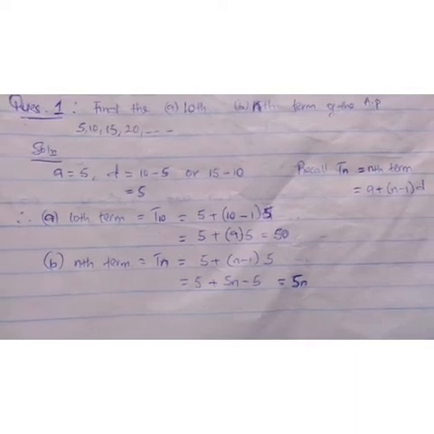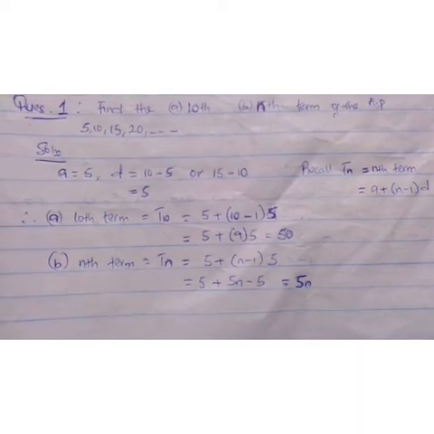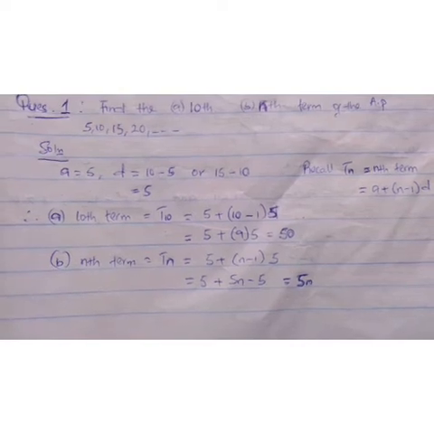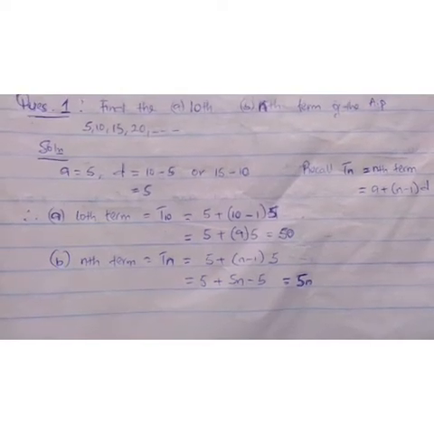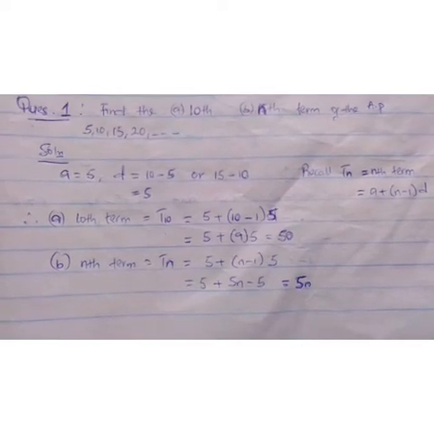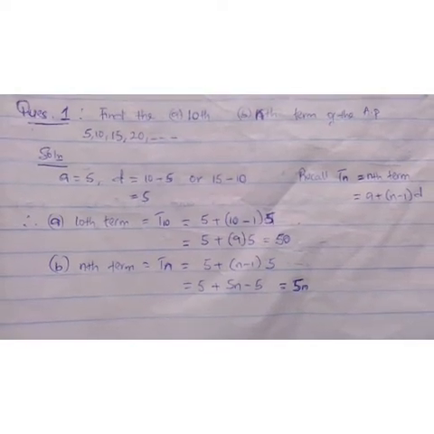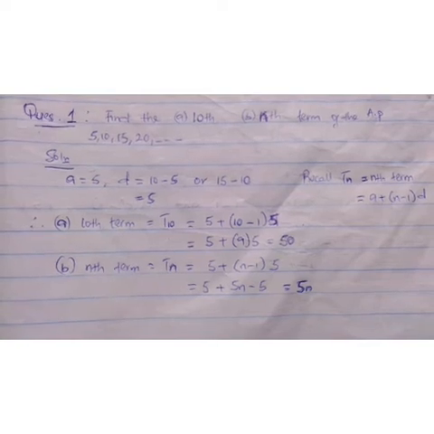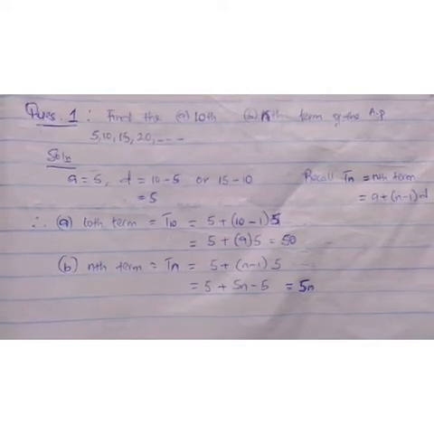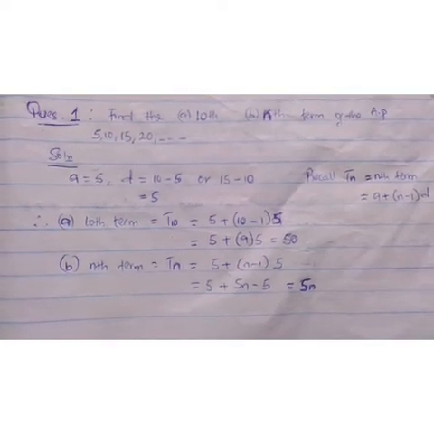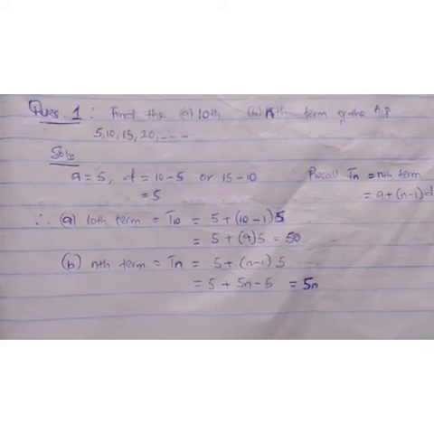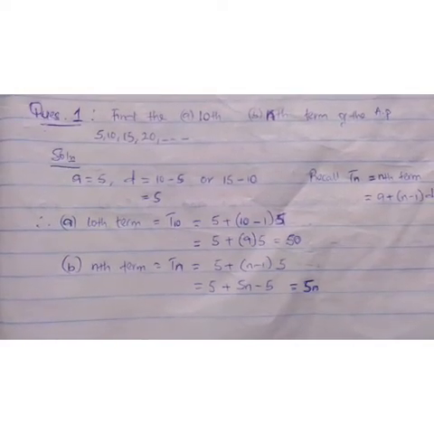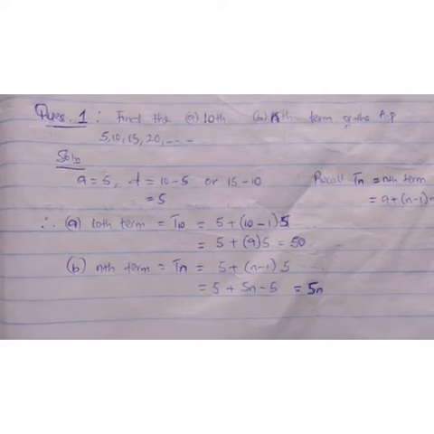So for question A, to find the 10th term, T10, is going to be 5 + (10 - 1)5. Invariably, you just put in the values, that's the first term and the common difference, in the formula. Then for the nth term also, Tn is 5 + (n - 1)5. In this case, our answer is 5n.